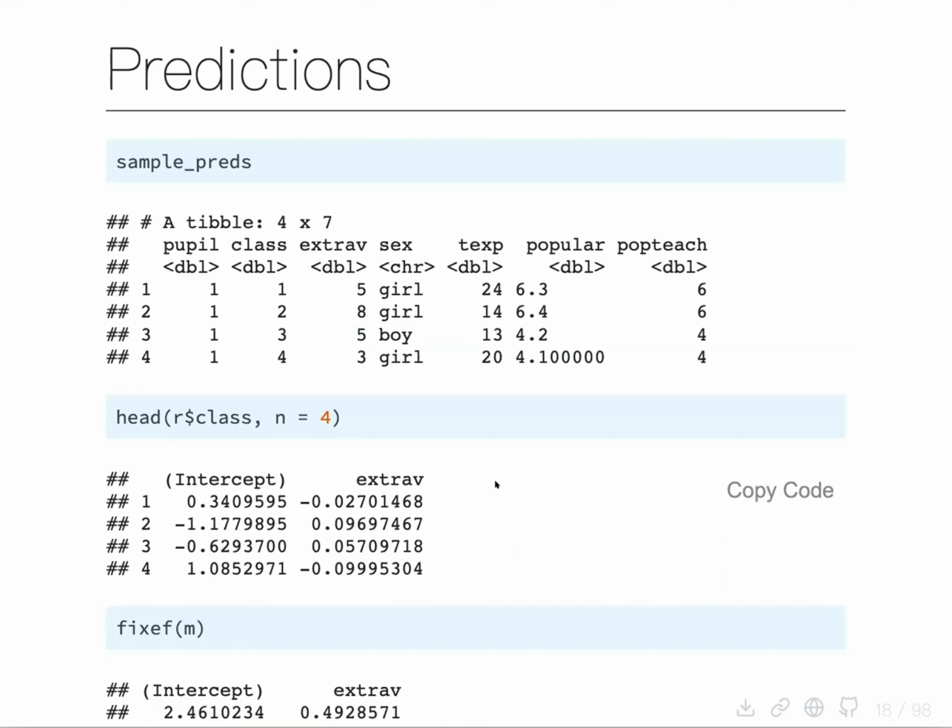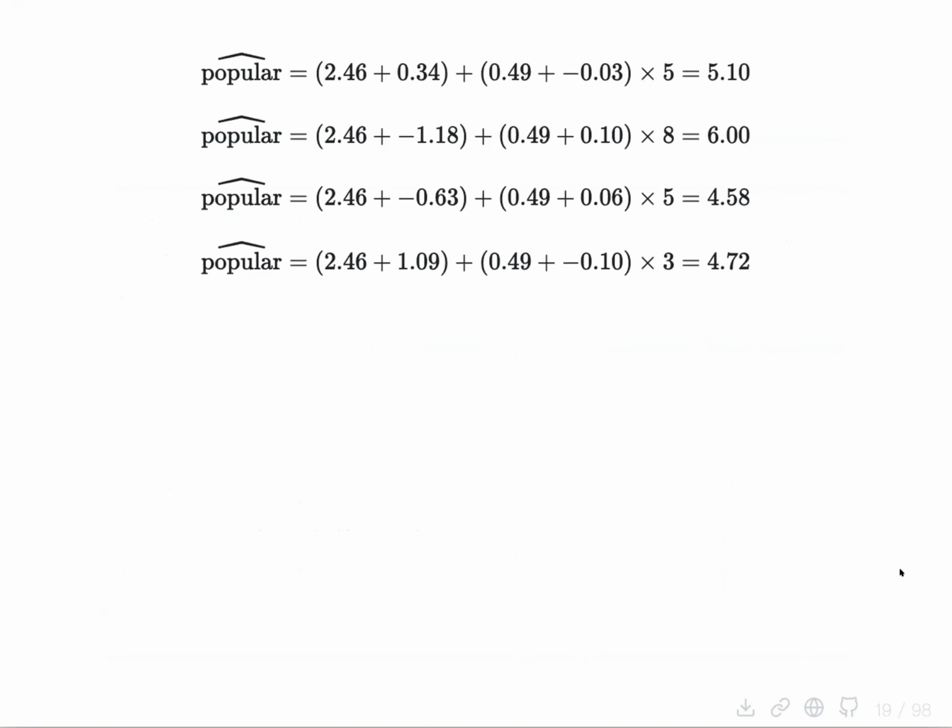Okay, now let's think about these first 4 students again. Okay, so here's the first 4 students. Here's the random effects for those first 4 classrooms, right? So 1, 2, 3, 4, you can see are the row names here. And we have classrooms 1, 2, 3, 4. So these are the random effects for these 4 classrooms. And here's the fixed effects, which are going to be the same across classrooms. So to make these predictions, this is just like simple linear regression, except we include those random effects.